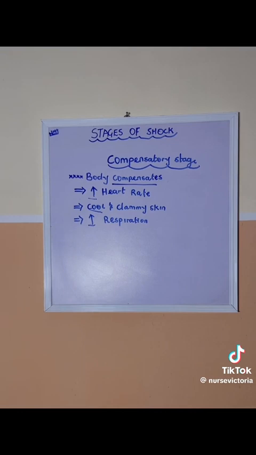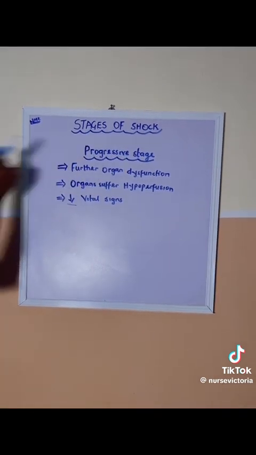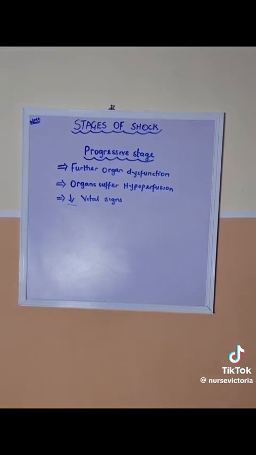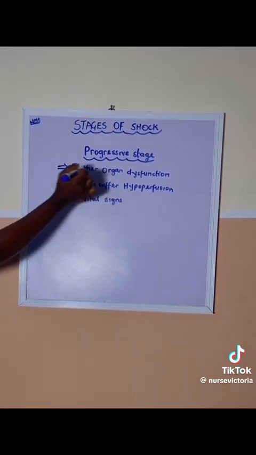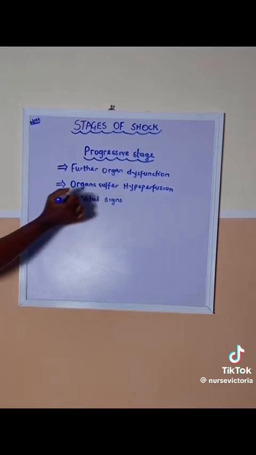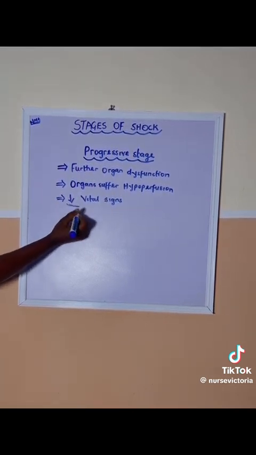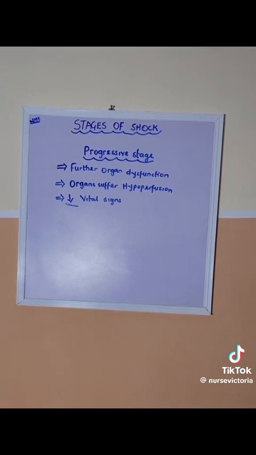And there's also going to be increase in respiration, of course, to bring in more oxygen and to remove carbon dioxide from the blood. So in the third stage of shock, which is the progressive stage, what happens here is that the compensatory mechanism becomes overwhelmed and it leads to further organ dysfunction. Then organs suffer hypoperfusion and there is decrease in vital signs, that is the blood pressure, the pulse, the respiration, and the temperature. Mechanisms that regulate blood pressure cannot perform their function any longer, and all other organs are affected.